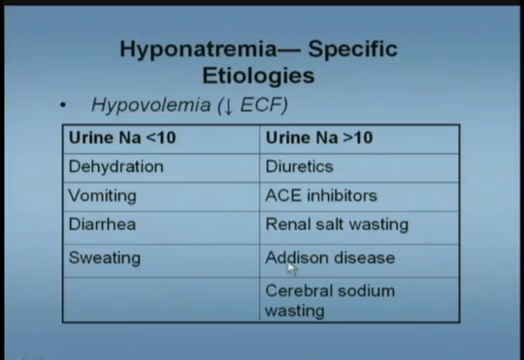Addison's disease. Well, with Addison's, what does aldosterone do? Aldosterone makes you retain sodium and excrete hydrogen ions. So therefore, if you have no aldosterone, you're going to lose sodium, because aldosterone makes you retain sodium.